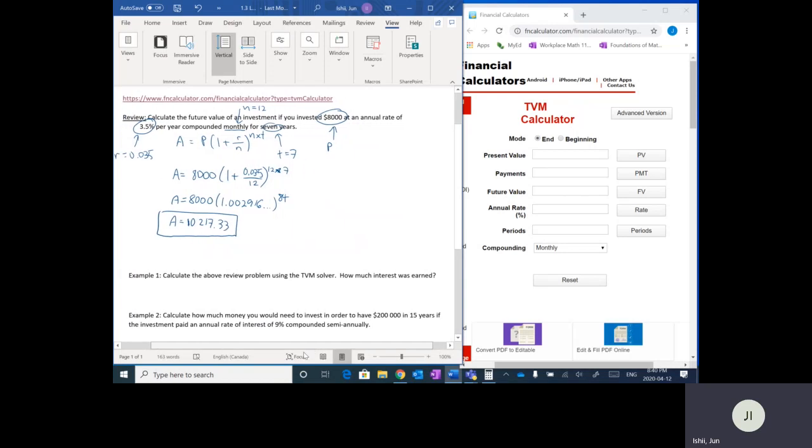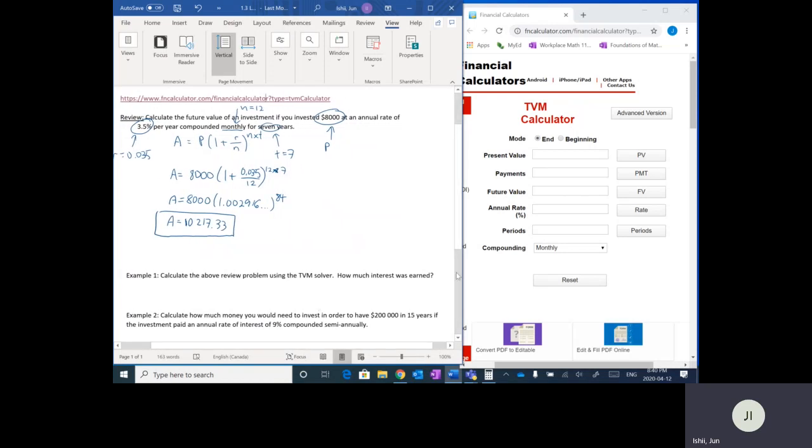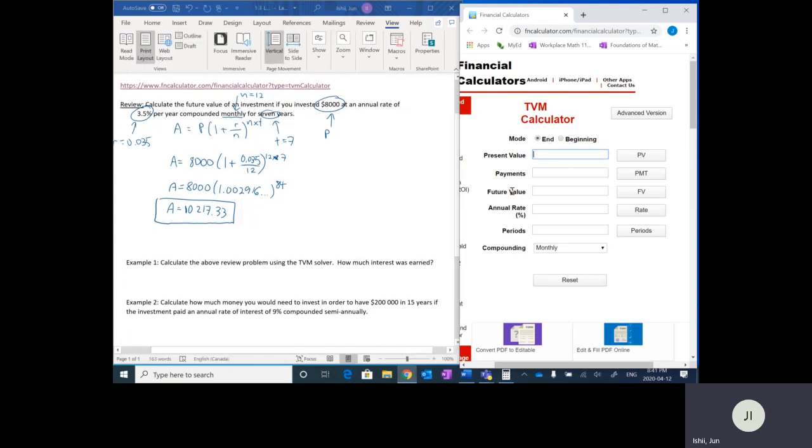In the first example, we're going to calculate the above review problem using the TVM solver. I should get the same value here. I'm going to show you what you'd punch in to get the answer. The present value is the amount we're going to start off with, in other words, the principal. In this case, it's going to be 8,000.